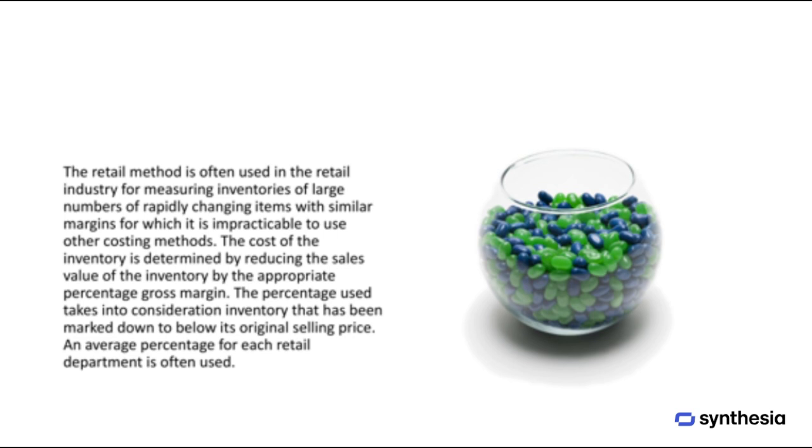In the retail industry, the retail method is commonly used to measure inventories, especially when there are large quantities of fast-moving items with similar profit margins. This method calculates the cost of inventory by applying a percentage gross margin to reduce the sales value. The percentage reflects adjustments for items that have been marked down below their original selling price. Typically, an average percentage is applied for each retail department to estimate inventory costs accurately.